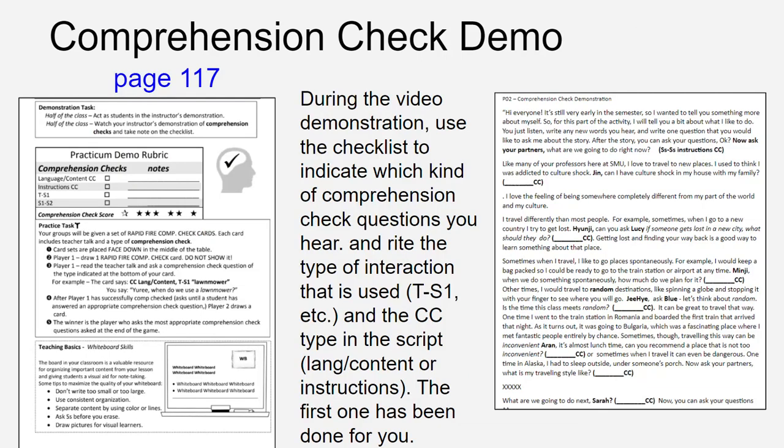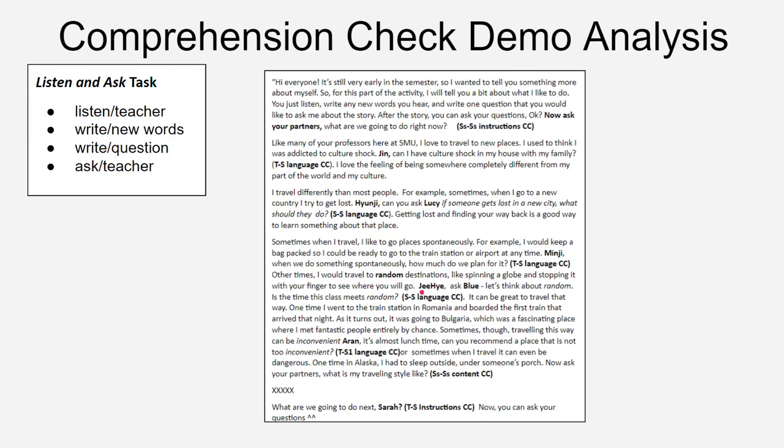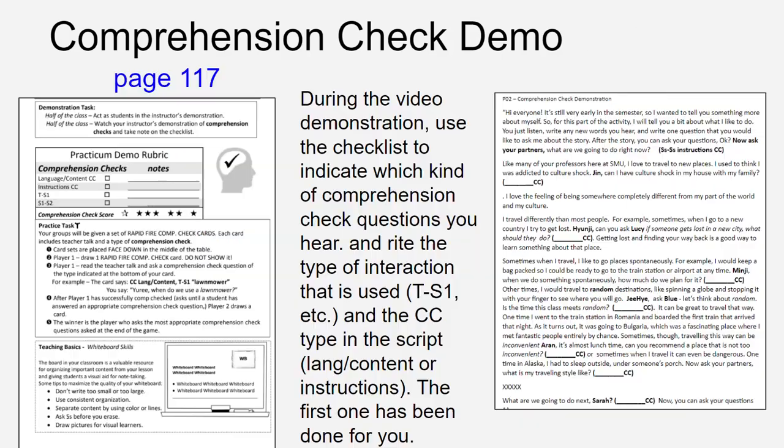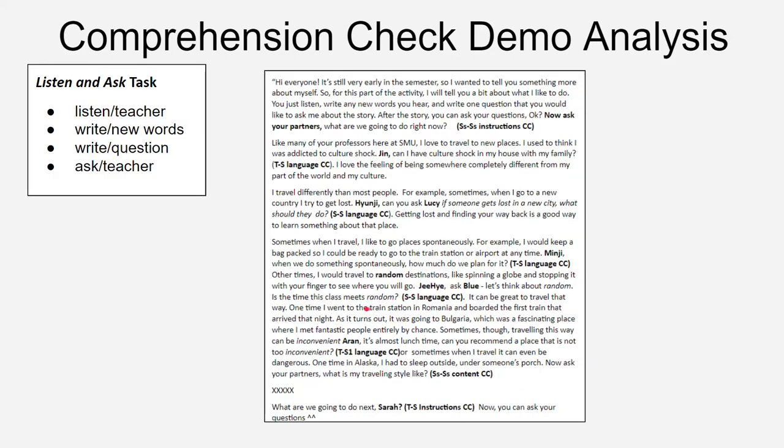And next, we had the Jihei asking Blue about random. That's an S1 to S2 language comprehension check question. Again, if she had said our class meets at random times, then she would probably need to ask somebody for help.